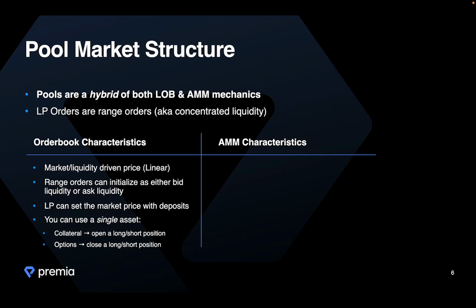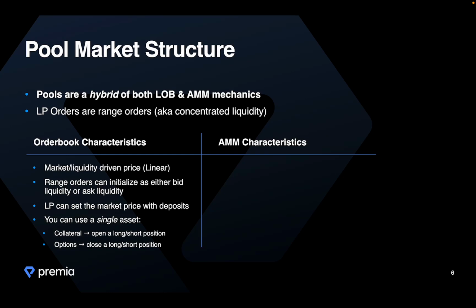From the order book side, we have market-driven liquidity, and our pricing is linear. So in a lot of AMM structures, they use non-linear pricing. That is a difference between our system, and that is generally considered a limit order book design versus a pool design. So something to keep in mind. Range orders can be initialized as either bid liquidity or ask liquidity. And we'll go into this a little further in the presentation. But essentially, you can think of it just similar to an order book, that there's bid liquidity and ask liquidity, and we do something very similar to that nature.